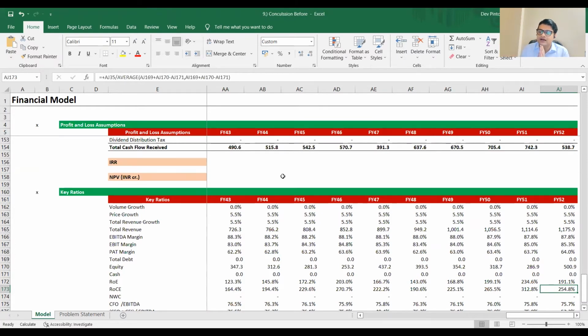So again, what I'm trying to tell you guys is whenever you build a model, always ask yourself, what are some of the key assumptions and do some of these assumptions even make sense?